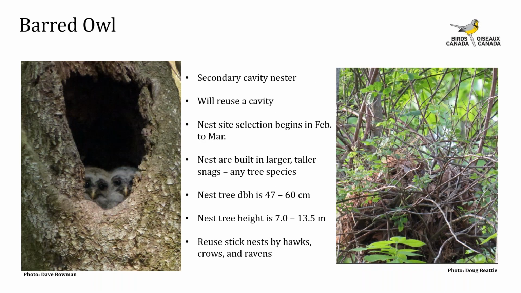They are a secondary cavity nester. The pairs prospect nests a year before and select a site the following February to March. They reuse that natural cavity as long as it has not rotted out. There was one account I read about, they had recorded a barred owl pair reusing the same natural cavity for 10 consecutive years. They prefer larger, taller snags of any tree type. The nest tree diameter at breast height ranges from 47 to 60 centimeters, and the nest tree height itself ranges from 7 to 13.5 meters.